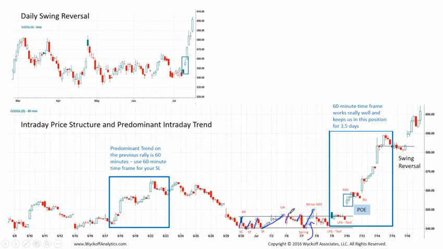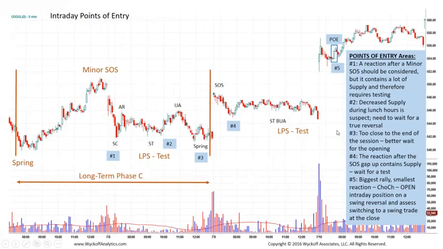So we definitely want to figure out, could we have a point of entry after the reaction here? So let's look at the reaction. Here is this rally, this minor sign of strength. We're thinking potential change of character.